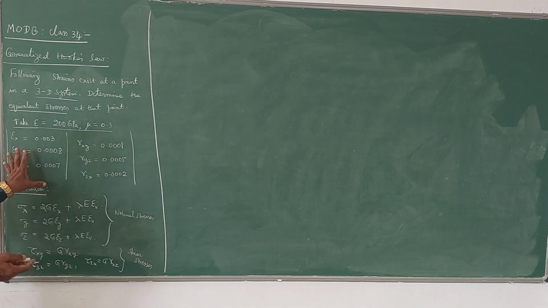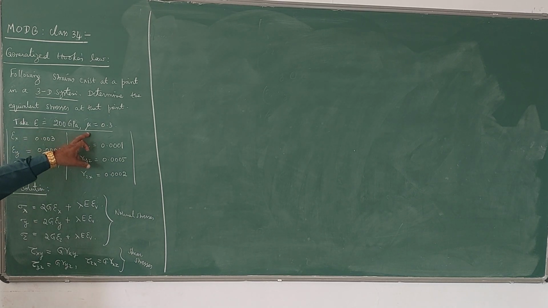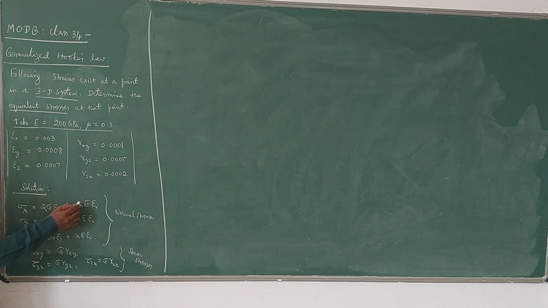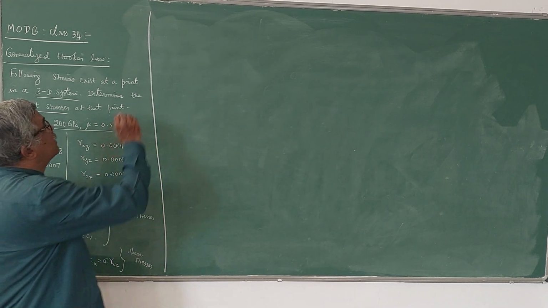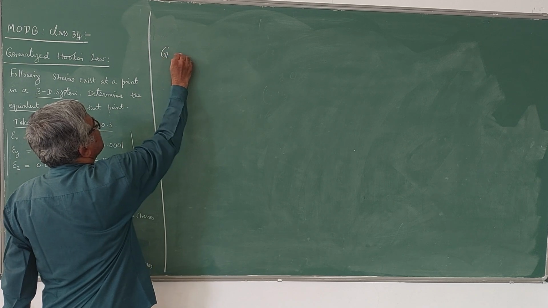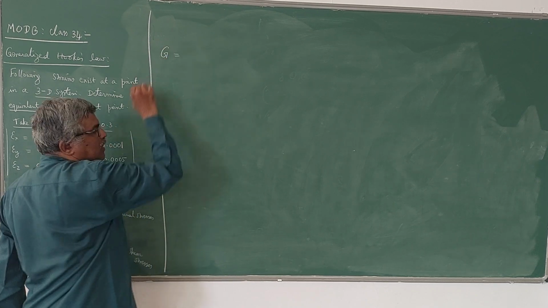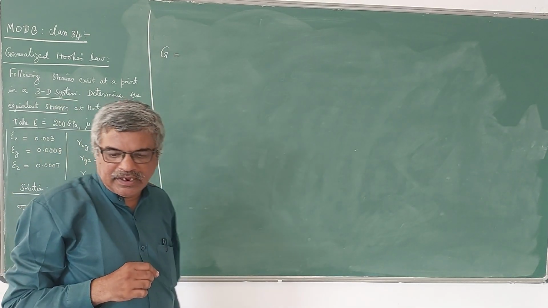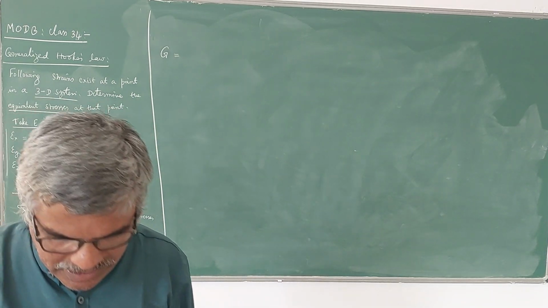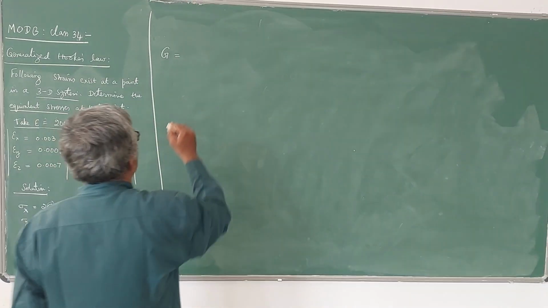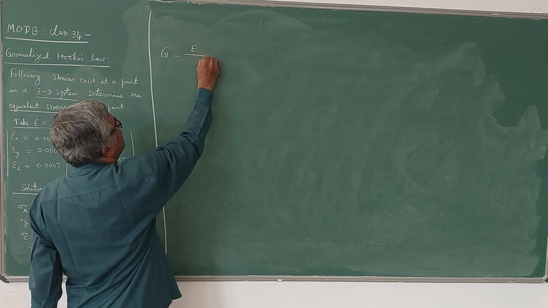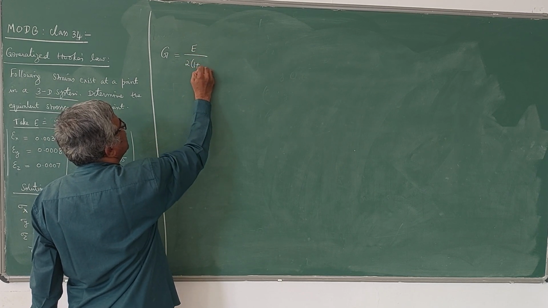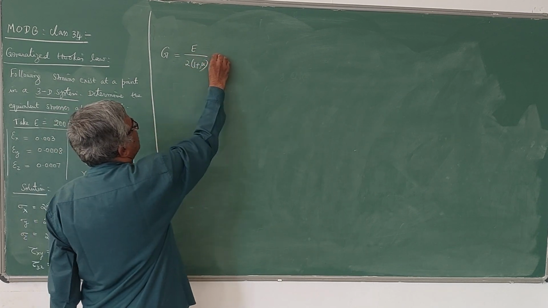Now let us see. All the strain values are given, E and mu values are given. We need to compute these two constants, that is G and lambda. G is the shear modulus, and you know the relationship between E and G. G is given by E divided by 2 into 1 plus mu, that is E is 2G into 1 plus mu. From that we can get G.